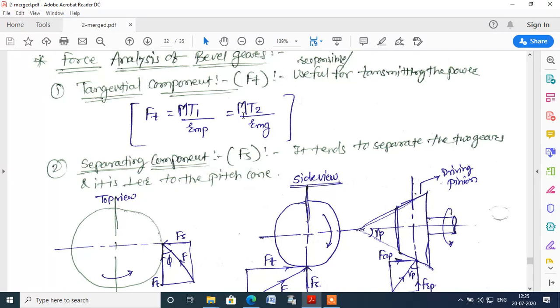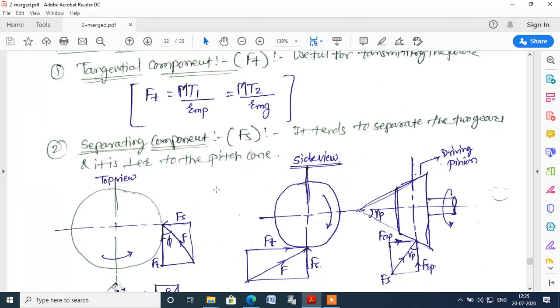Here the tangential component of force is useful for transmitting the power. So the tangential component of force is equal to Mt1 upon RMP. Mt1 is nothing but the torque on the pinion; 1 is for pinion, 2 for gear wheel. RMP means the mean radius of the pinion. That is also equal to Mt2 upon RMG. By this equation, we can calculate the tangential component.